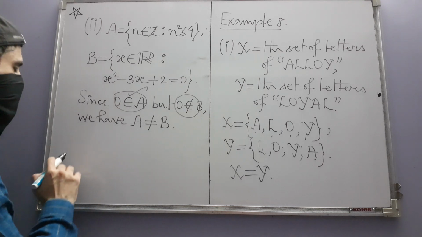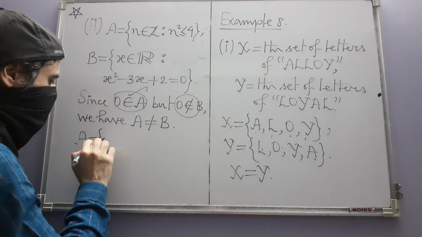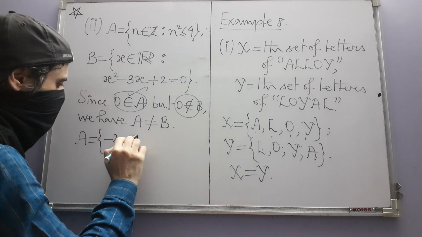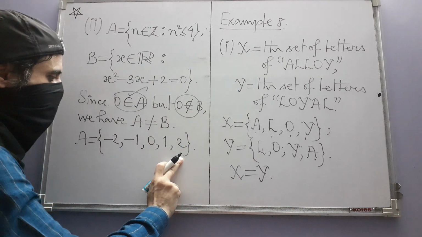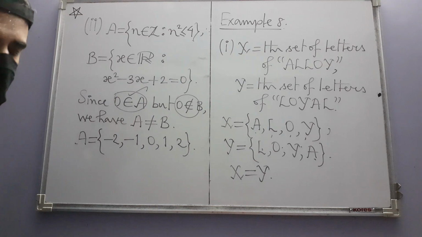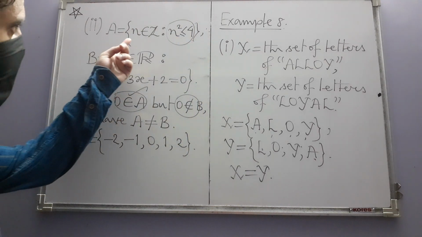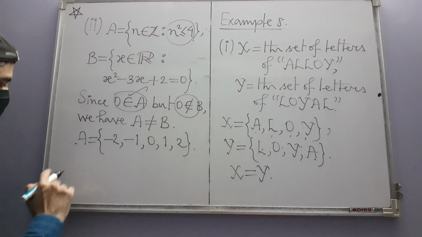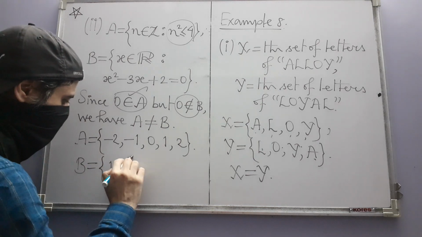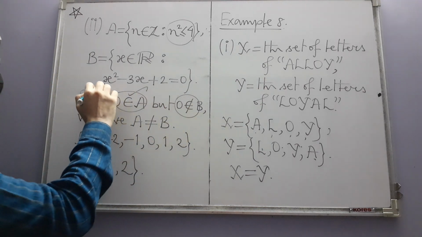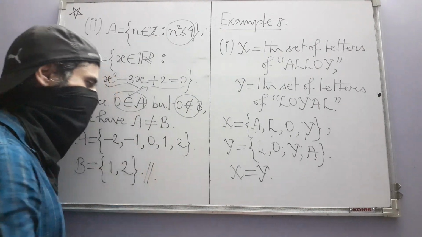But however, just for the sake of it, one can note that the elements in A are these. How we find these elements, I am not going to say anything about that. Okay, you figure that out yourself, how you solve this inequality, keeping in mind that n is an integer. And just like that, the elements in B are 1 and 2. This, however, you know very well how to find. You just have to solve this equation. And that's how this section ends.